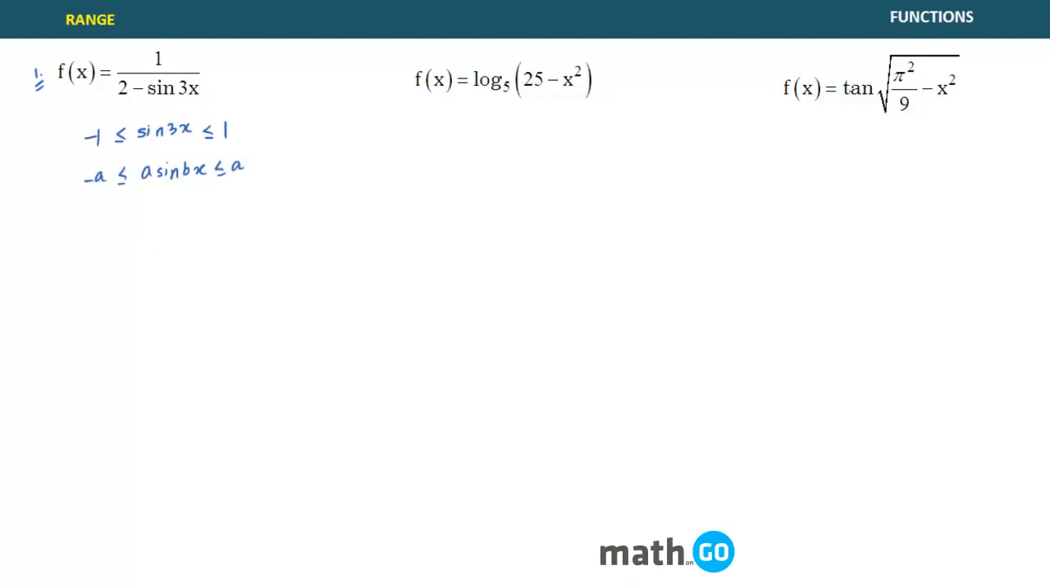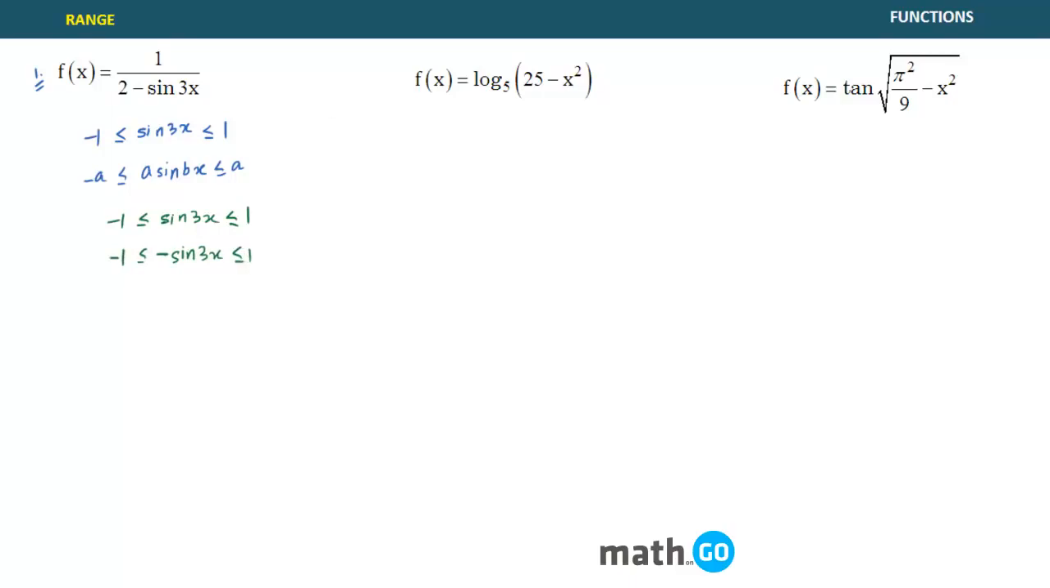Got it? So now coming back to our question, it is only having what? Sin 3x, right? So sin 3x will lie from -1 to 1, right? And you have minus sin 3x. So for minus sin 3x, it will be what? Again from -1 to 1, right?